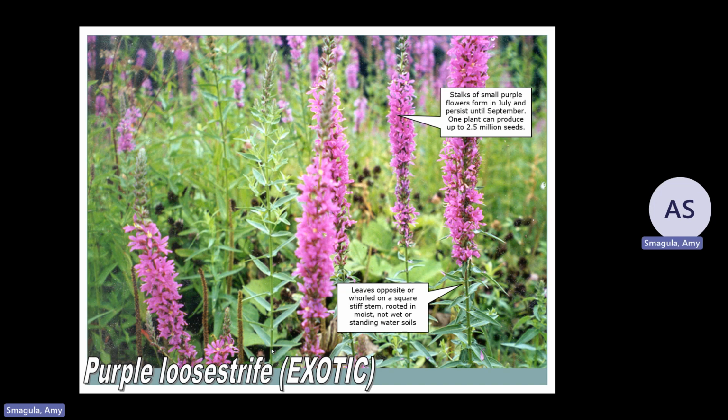Purple loosestrife has a four-sided stem or a square stem. Leaves are opposite or sometimes whorled. And then usually in July and August, you can see the magenta purple flower that forms at the top of the plant, which can indicate that it is purple loosestrife. There are some lookalikes to this, but the four-sided stem with opposite or whorled leaves coupled with this purple flower can help you with the ID.